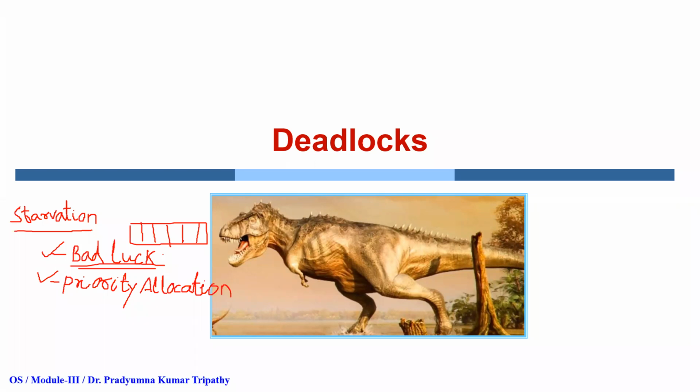We can maintain a queue over there. So this is a queue. We can use a queue over here. And what is the solution for priority allocation? The solution for priority allocation is aging.